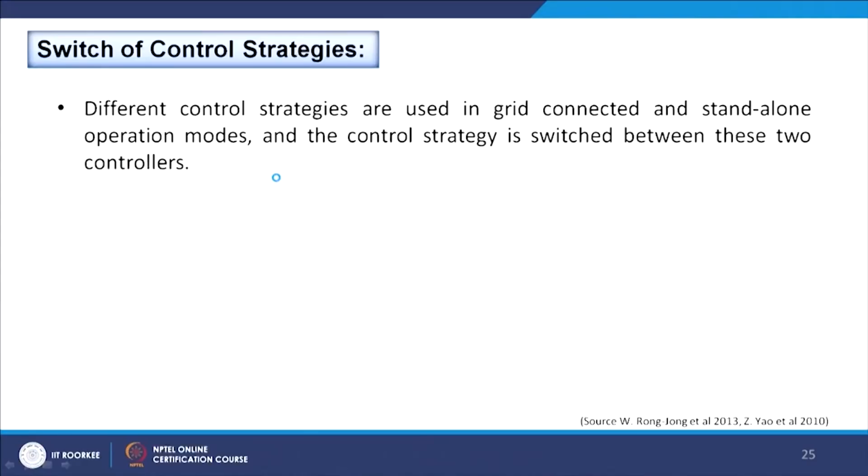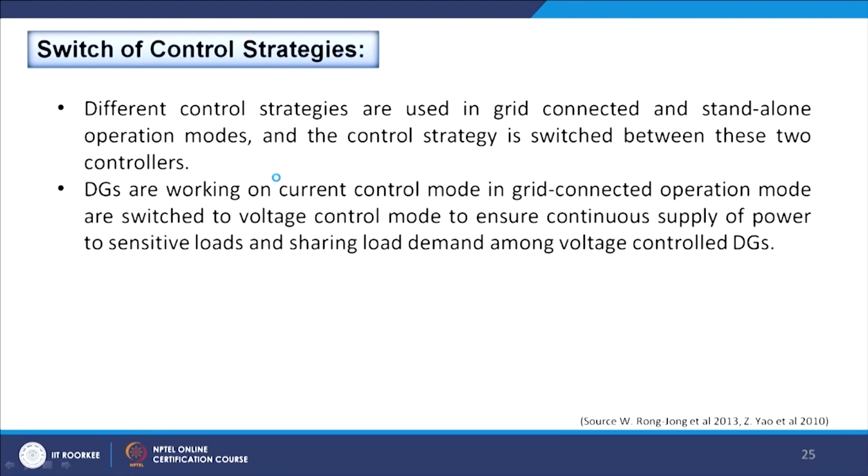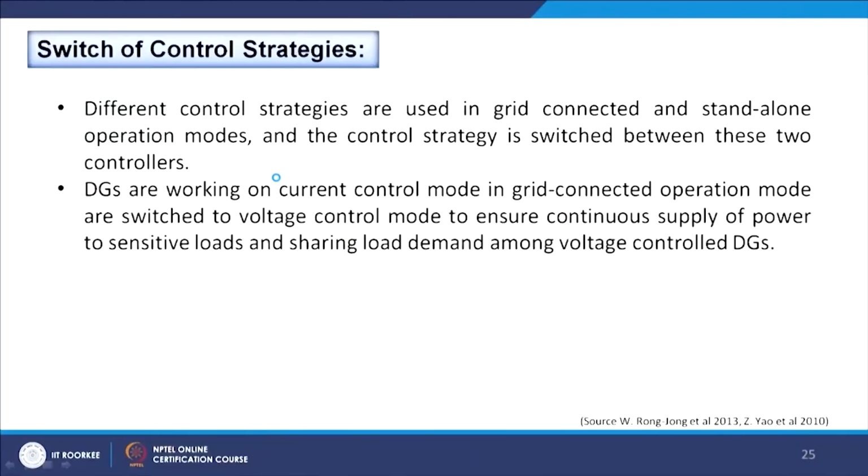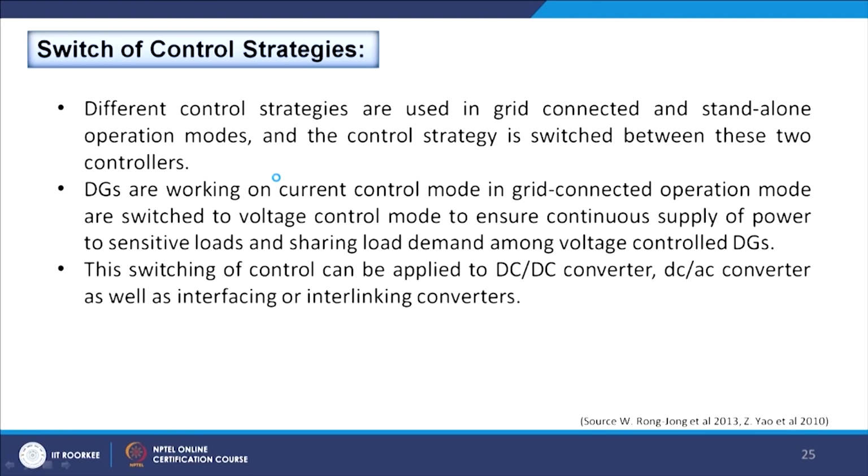Switch of control strategies: different control strategies are used in grid connected as well as in islanded mode of operation, and the control strategy is switched between these two controllers. Distributed generators working on current control mode in grid connected operation are switched to a voltage control mode when islanded, to ensure continuous supply of power to sensitive loads and sharing of load demand among voltage controlled distributed generators. The switching of control can be applied to DC-DC converters, DC-AC converters as well as interfacing or interlinking converters.